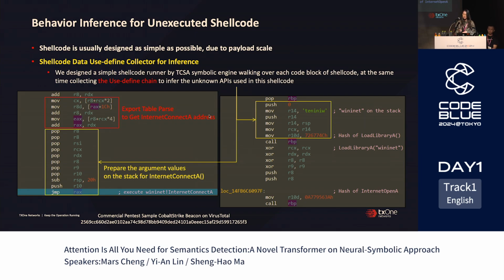So with this understanding, if we can identify the symbols of those unknown pointers used in the shellcode without running the shellcode payload, it will be easier for us to understand the general behaviors for detection. So we use our engine to walk through each code block of the shellcode, collecting the use-define chain to infer the unknown APIs used inside the shellcode, such as those highlighted in the yellow boxes in the following picture. These 2 pictures show how shellcode looks inside IDA Pro.